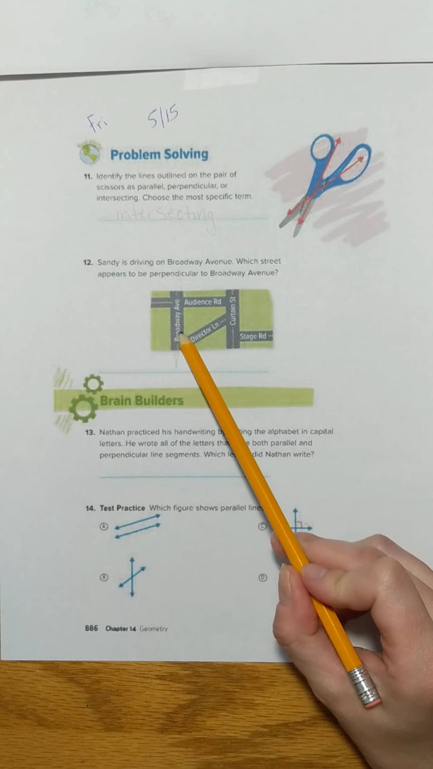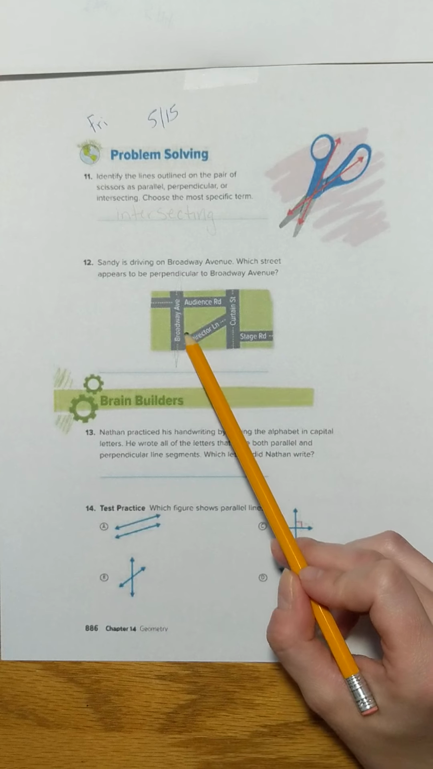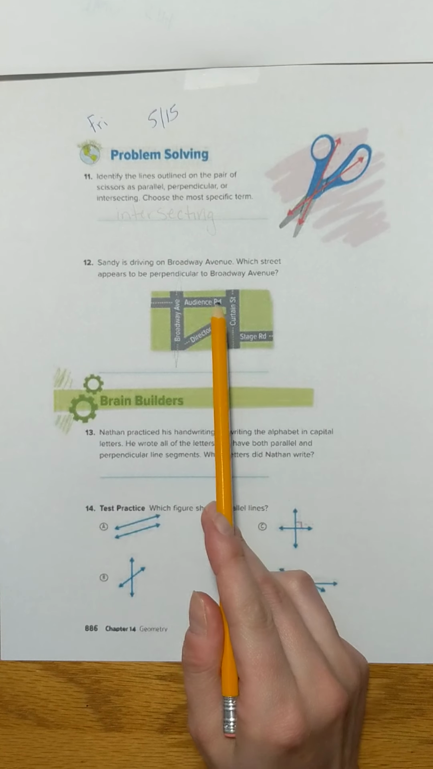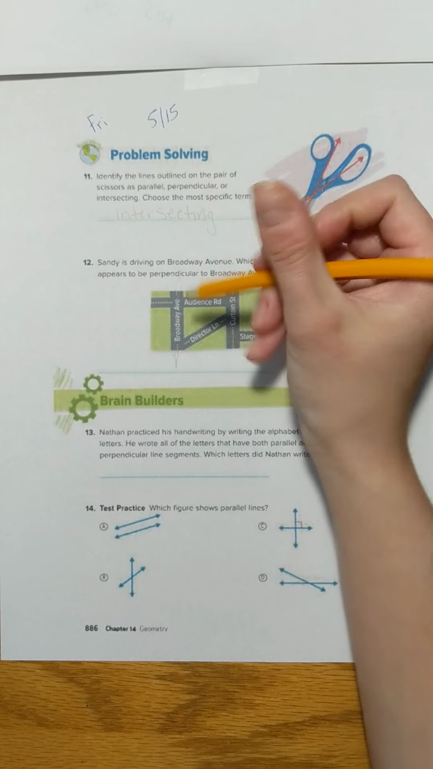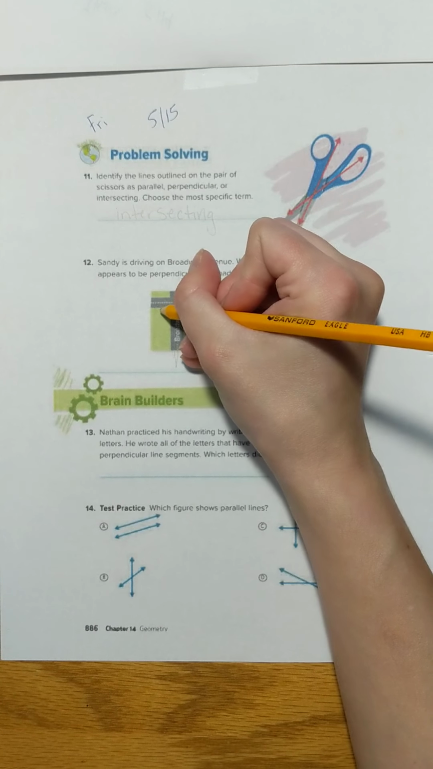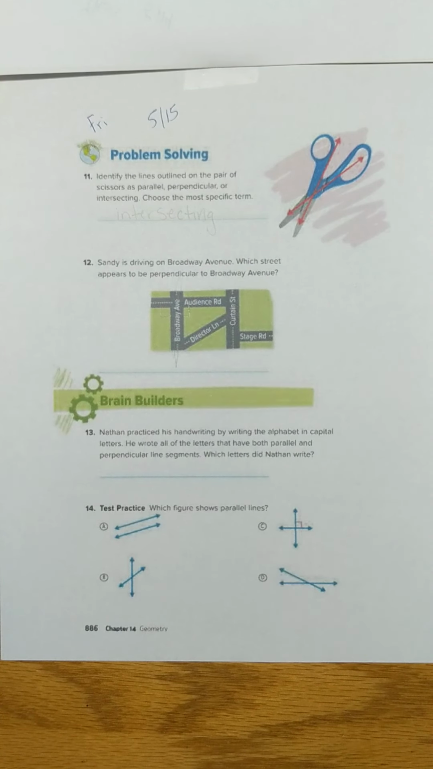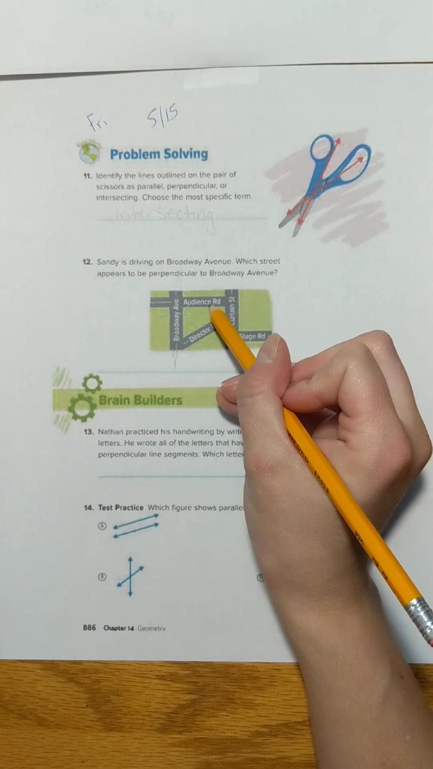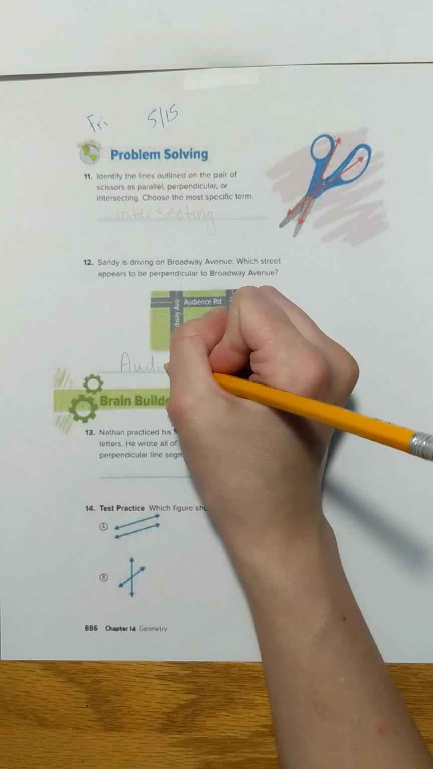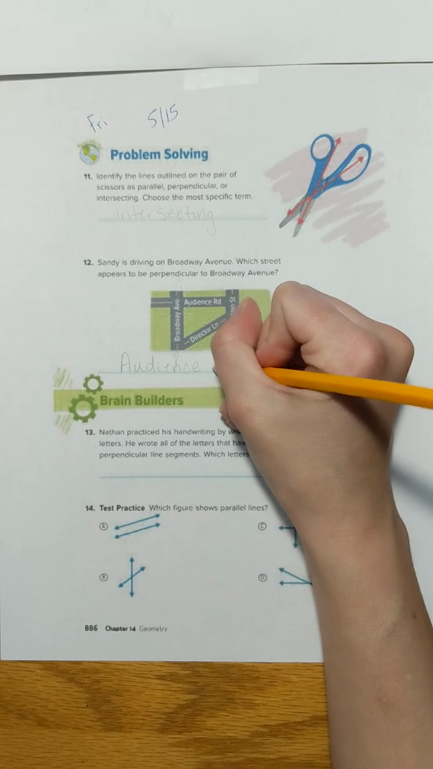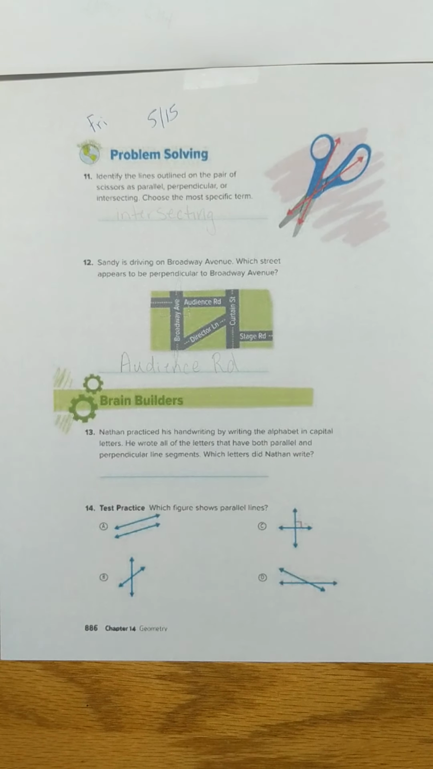No, because I don't see any square corners here. This is not a square corner. How about Audience Road? I see right here and right here it's forming square corners. So this street, Audience Road, is perpendicular to Broadway Avenue.